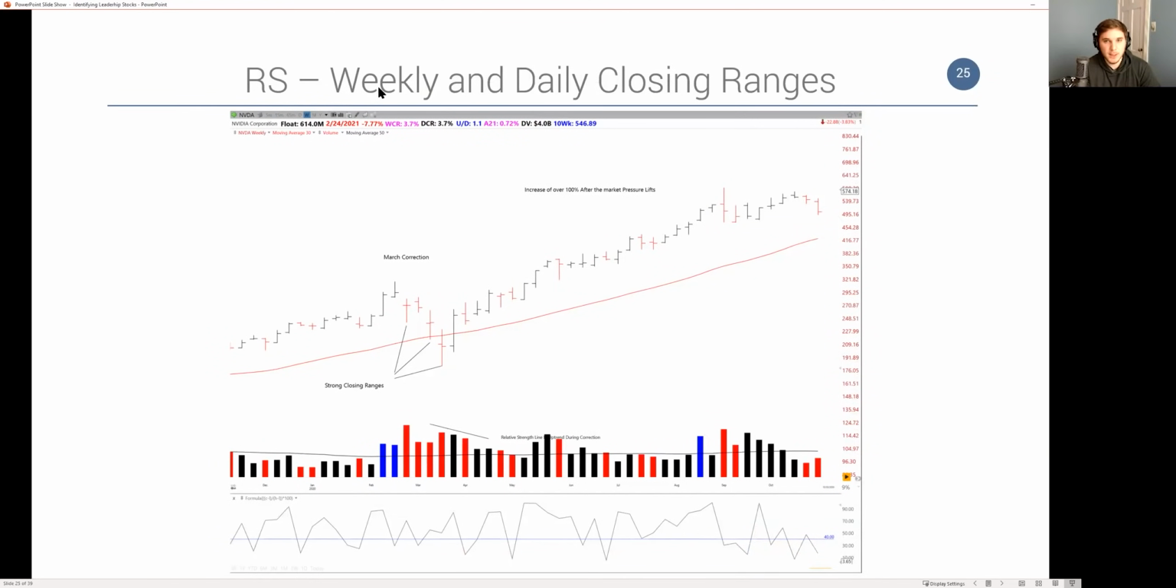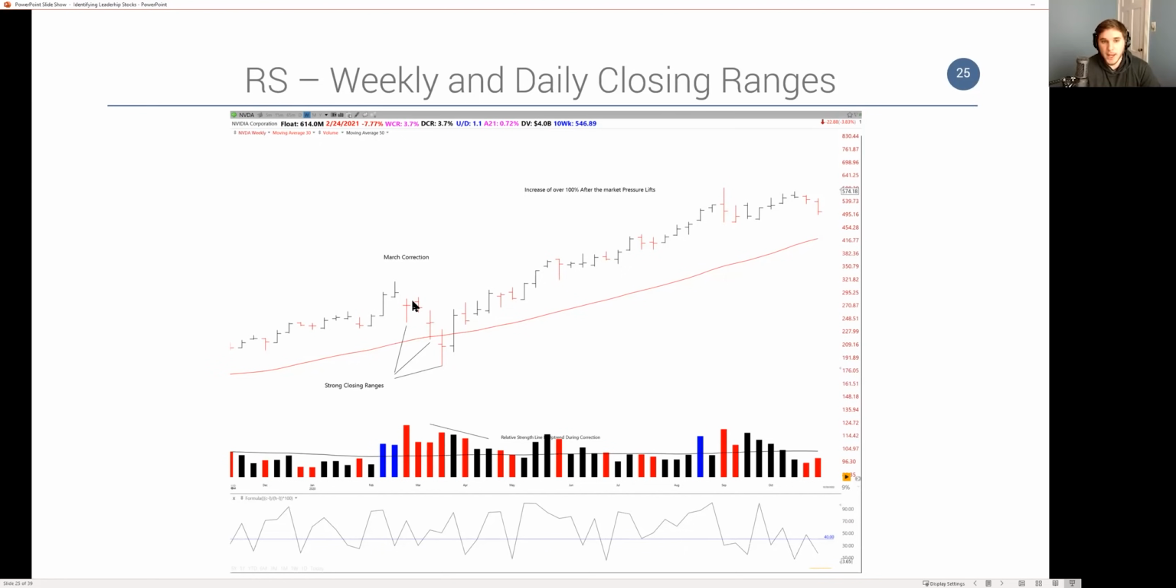But first, we've got the weekly and daily closing ranges. And as I said, during a correction, you want to see very good weekly closing ranges, meaning that institutions have noticed that the stock has dropped too much and they want to buy more. And it basically finishes well off the lows here. And any closing range greater than 40% on the week is deemed pretty good. And I think that's from Mike Webster.